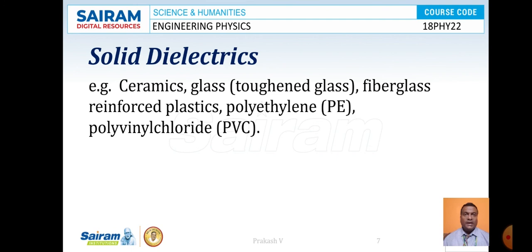And in dielectrics, we come across three types of dielectrics. First one is solid dielectrics. So here the material is in solid state. The best examples are ceramics, glass, fiberglass, reinforced plastics, polyethylene, and polyvinyl chloride. So these were all the examples of solid dielectrics.